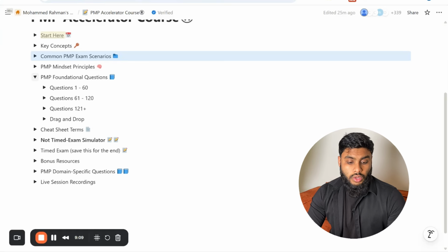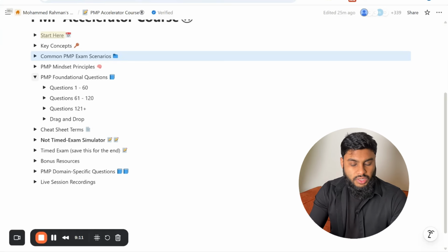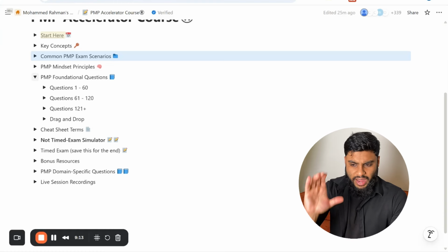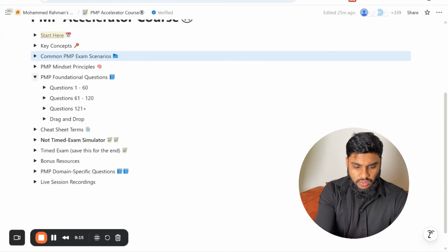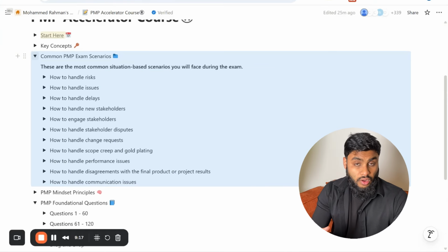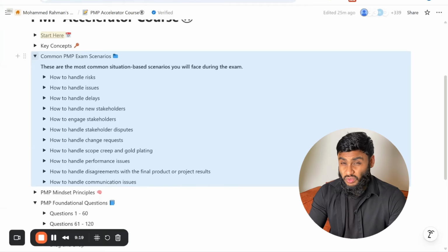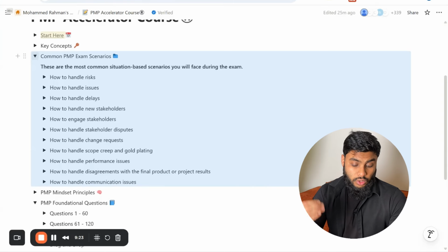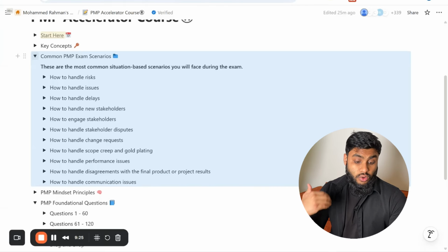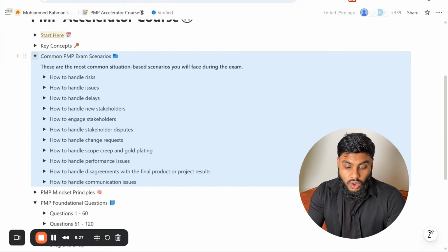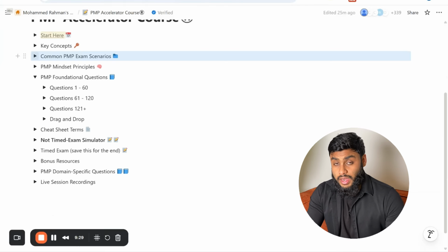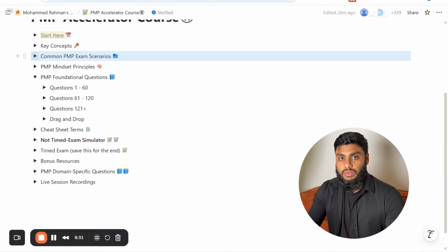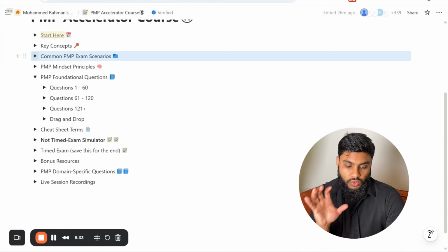Okay. So you want to kind of go on to the common PMP exam scenarios and you want to make sure that every single block in this section is checked off, meaning that have I solved enough risk related questions? Have I solved enough issues related questions? Have I solved enough stakeholder engagement questions? Once you can confidently say yes, you've covered all the foundational questions. Okay. So this is really important.